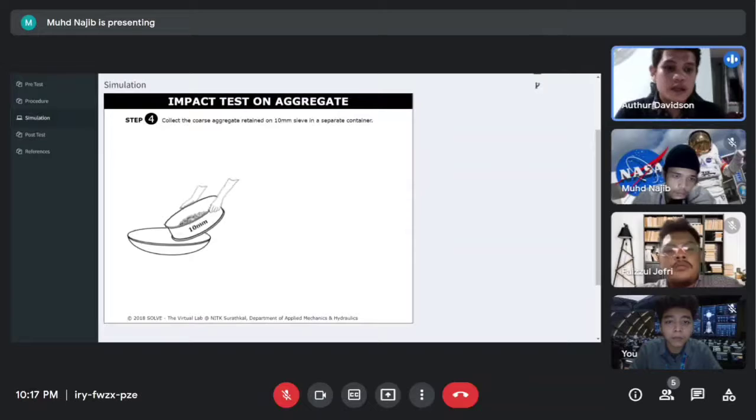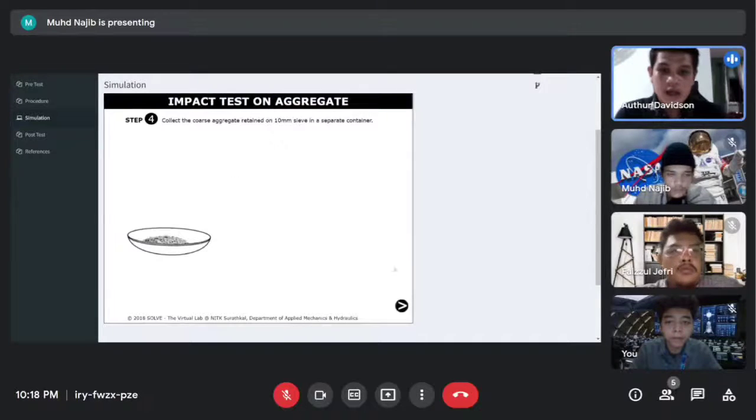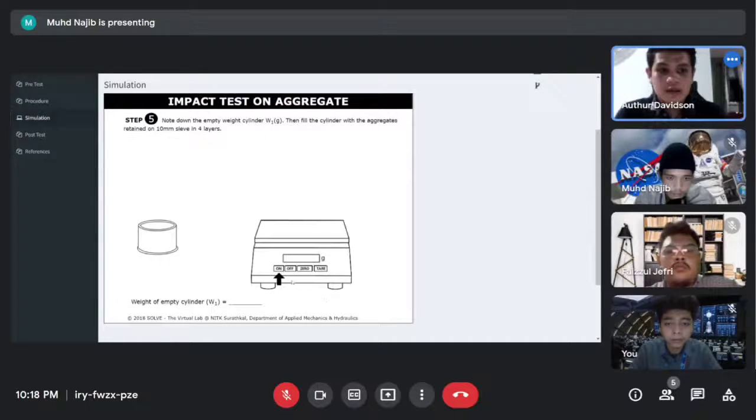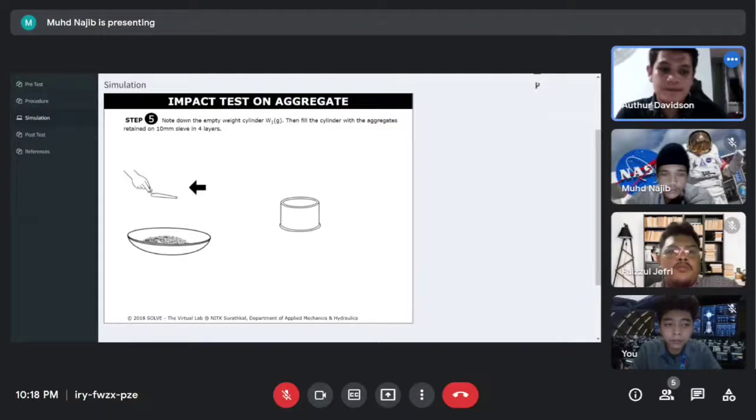And then we put the retained coarse aggregate on 10 mm. We put it in the pan. After that, we measure the weight of the cylindrical measure.